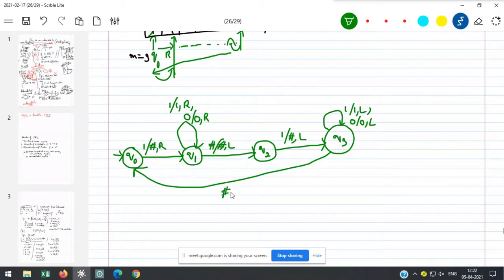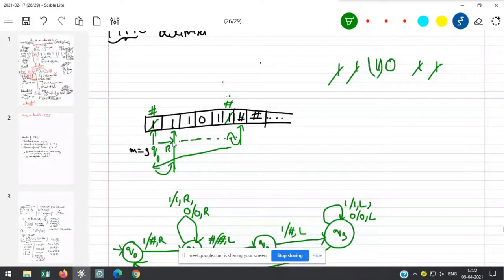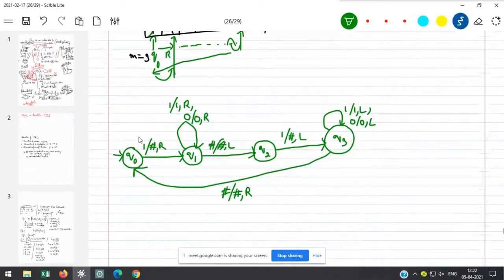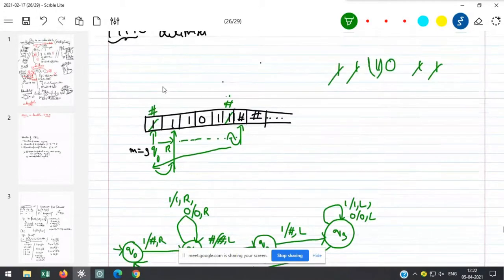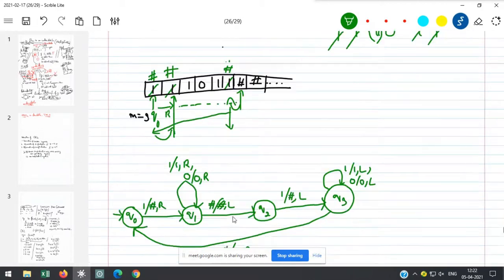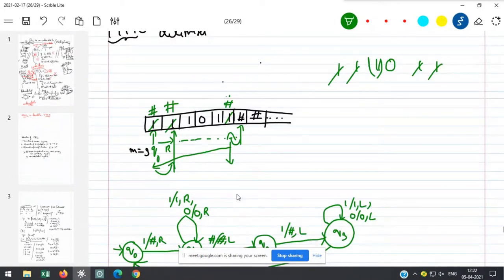If you find hash, let it be as it is, and then move towards the right side. In the right side, if you find 1, then you're going to repeat it: cancel it like this. And if you find 1s or 0s on the way, keep them as they are, and keep moving till you find hash on this side. If you find hash on this side, come back and move towards the left side.